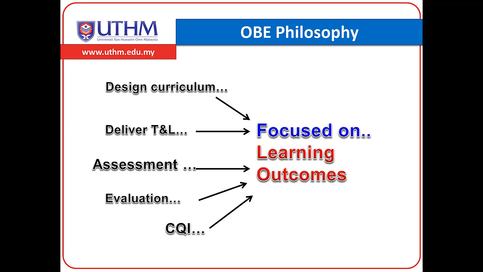You have 3 levels of learning outcomes. The first is the program educational objectives, the PEO. The second level of learning outcome is the PLO, program learning outcomes. And for every semester you have your courses, so you have the third level, which is course learning outcomes. Everything is focused on the learning outcomes. So we design your curriculum, your course, your syllabus, and everything based on what we want you to achieve.